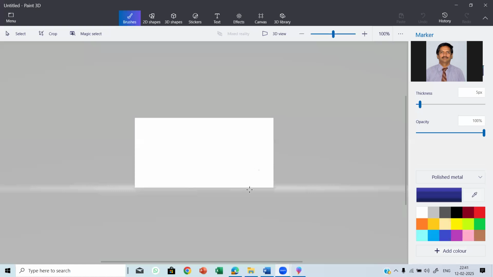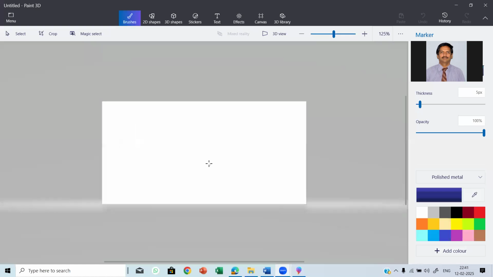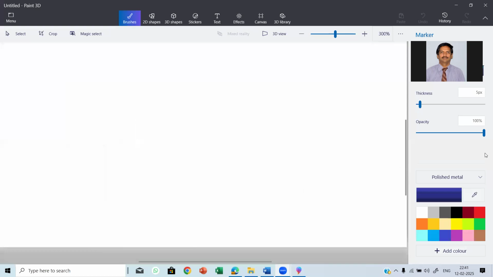I think you are able to see it. Okay. So I'm opening the Paint 3D. So what is actually the transportation problem? Generally, the word transportation means moving from one place to another place, right?